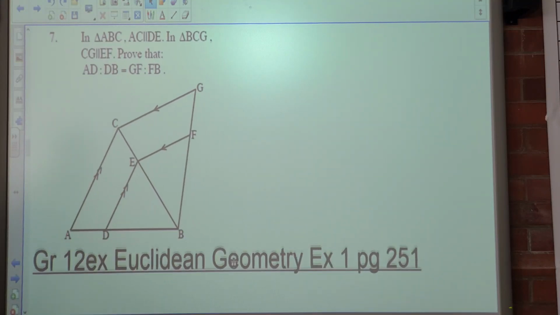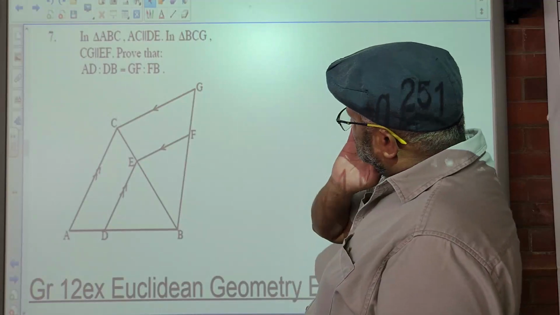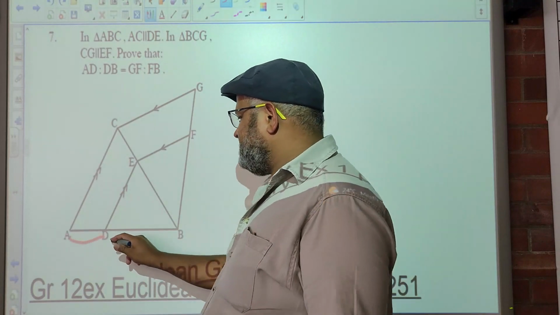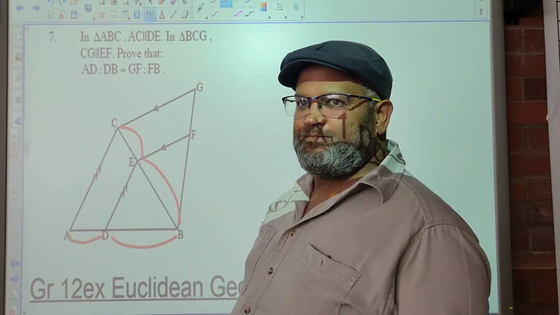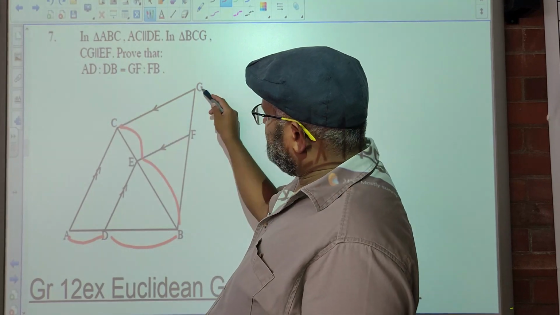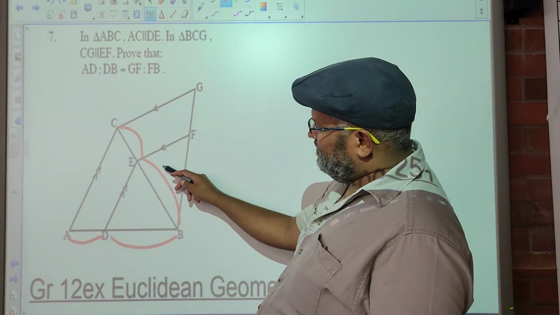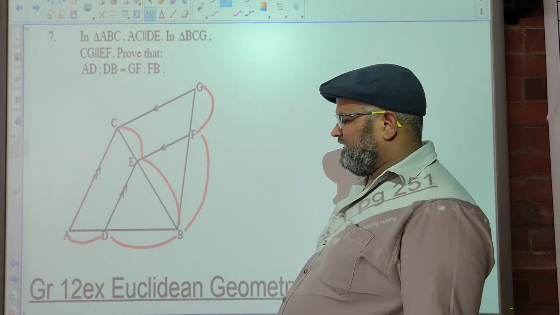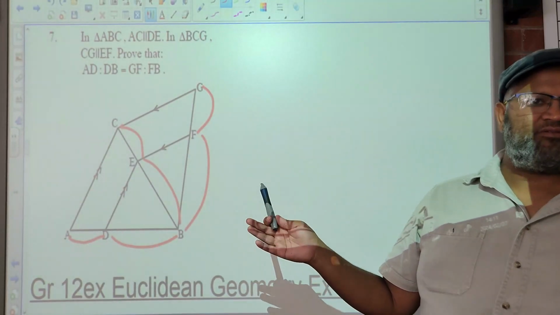Number 7. We are told that in triangle ABC, AC is parallel to DE. If that's the case, we know that AD over DB is equal to CE over EB. And then we are told that GC is parallel to EF, which now means that CE over EB is equal to GF over FB, which means all these ratios are also equal.